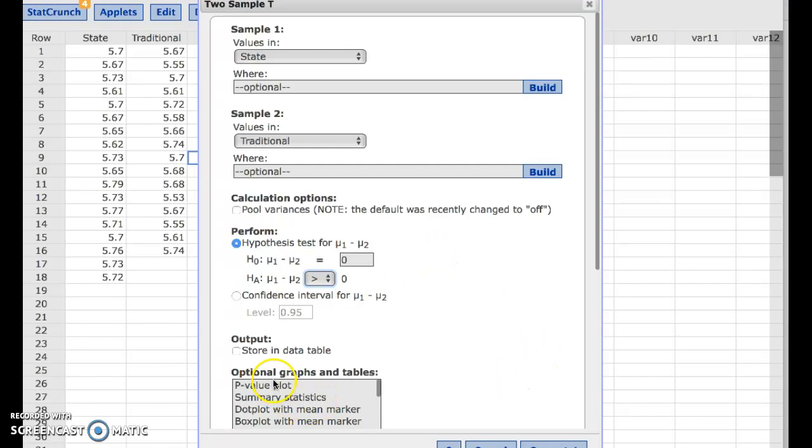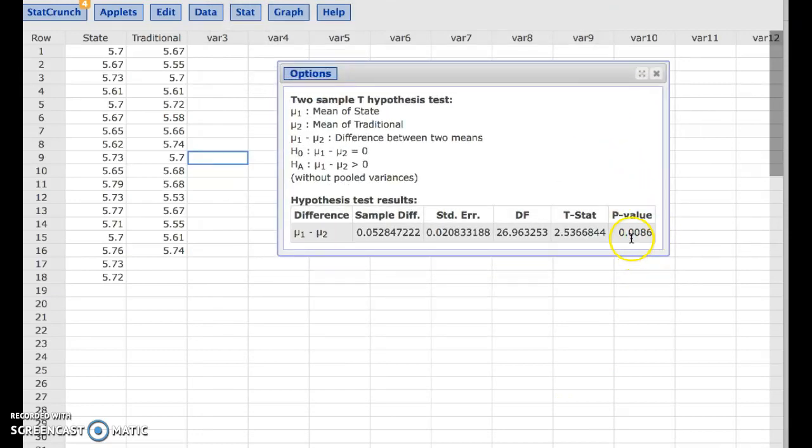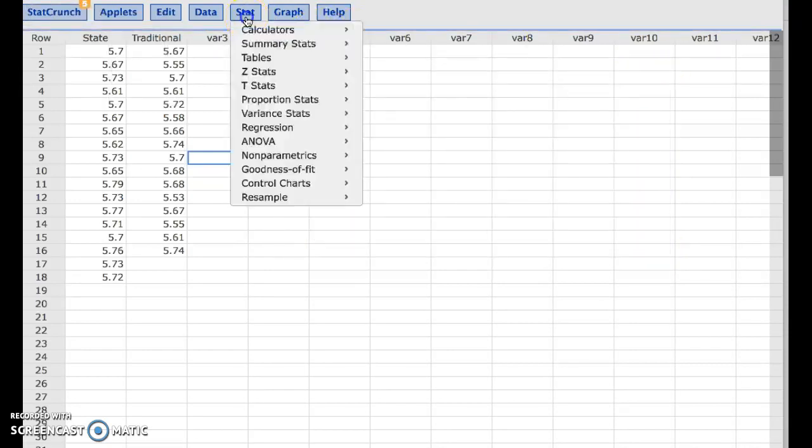And right now, let's not create any graphs and go ahead and hit compute. Notice my p-value is very, very small. It is smaller than 0.05. Or we could say this is approximately 0.01, or if we wanted to go to 4 decimal places, write out the whole thing.